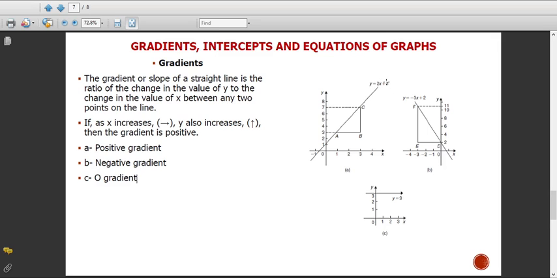Then the y-intercept, the point where the line cuts the y-axis. So you see it cuts it at 1. So our c is always the y-intercept. So I think that proves our equation.